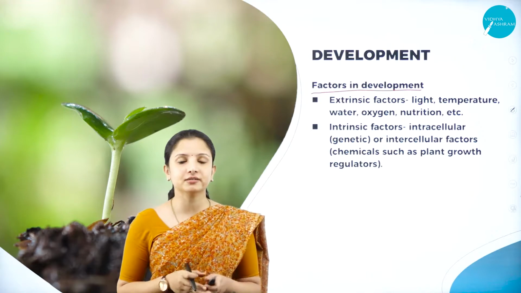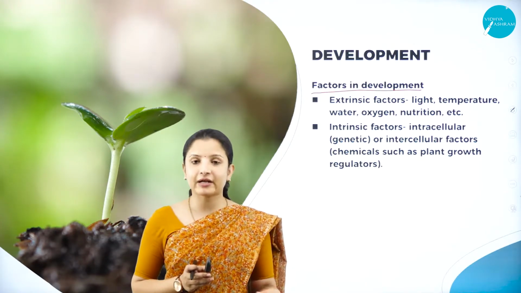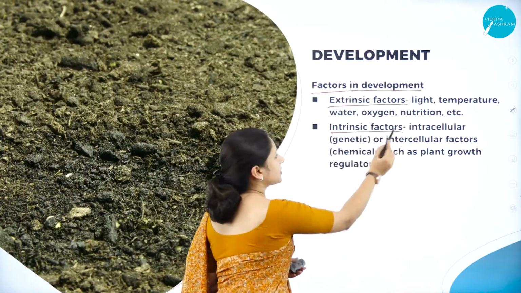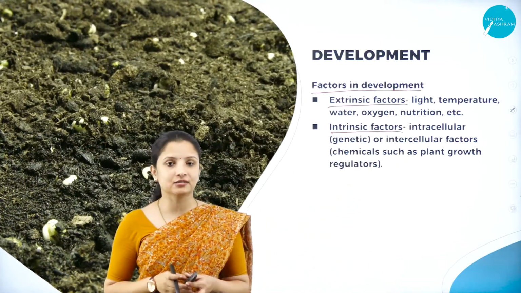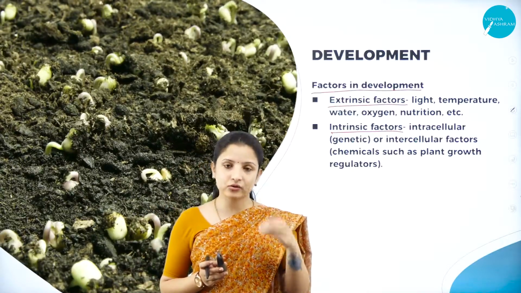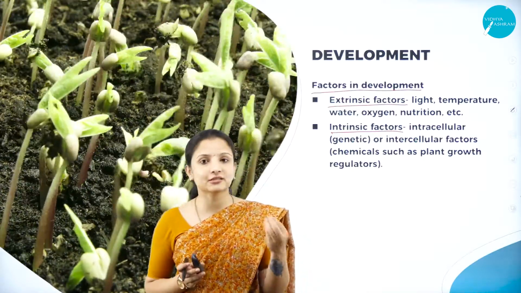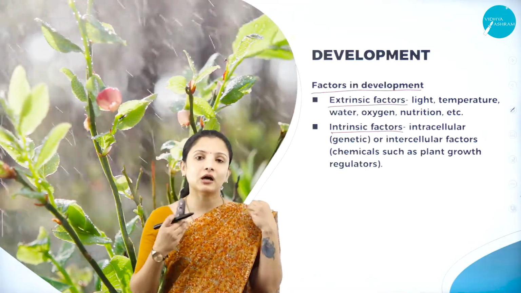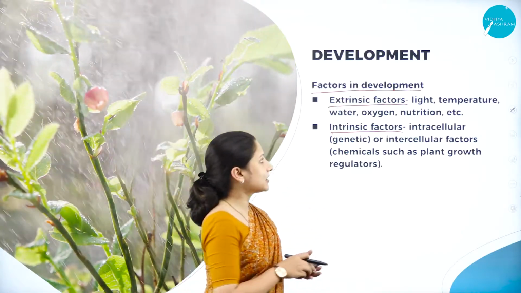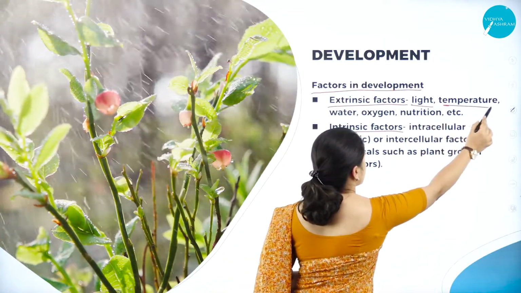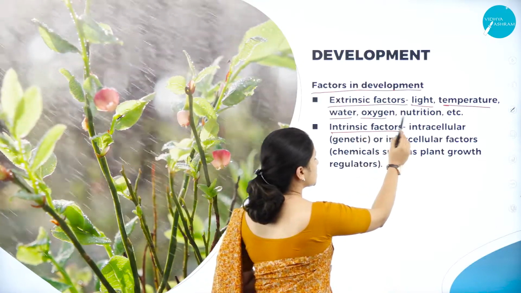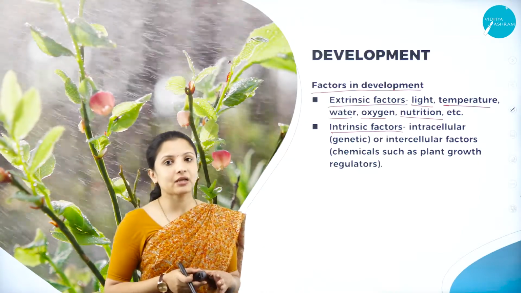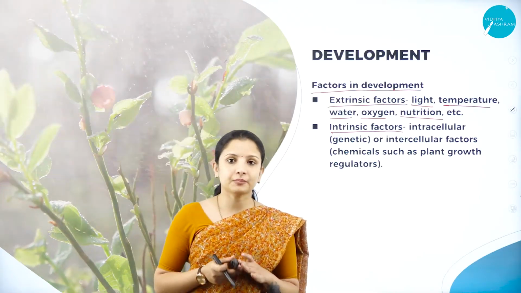When we say factors, there might be some external factors, which are called extrinsic factors, and some internal factors, which are called intrinsic factors. External factors are the factors to which the plants are exposed. That is, they belong to the external environment outside the plant body, such as light, temperature, water, oxygen, nutrition, etc.